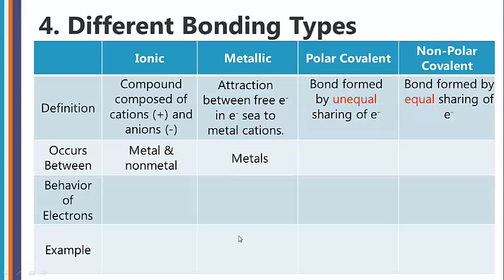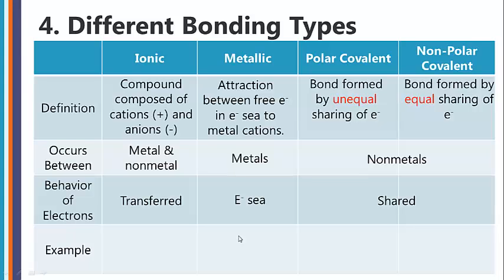Metallic bonds occur between metals. And covalent compounds are going to occur between nonmetals. In an ionic compound, one electron is transferred to another atom. In a metallic compound, the electrons are shared in an electron sea. And in covalent, they're just shared in bonds.